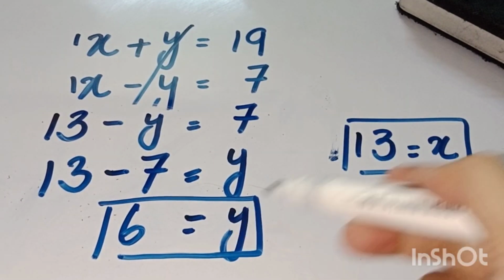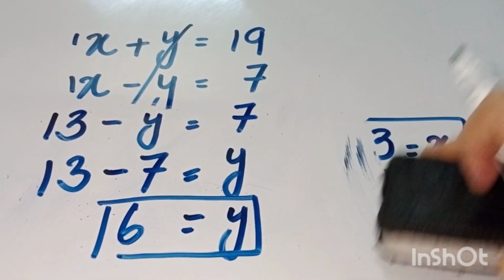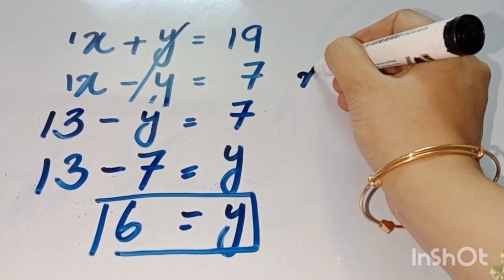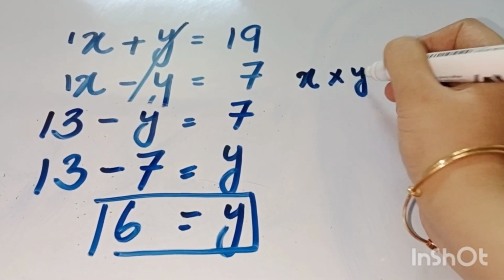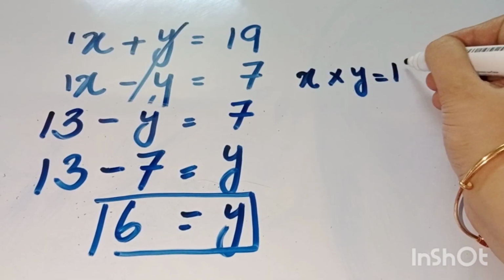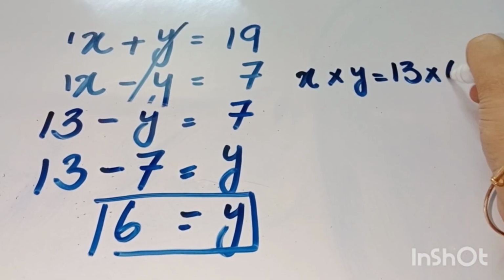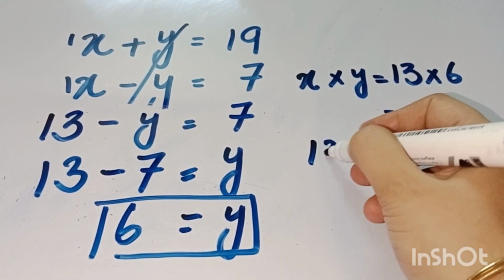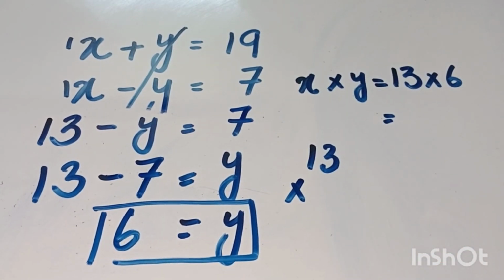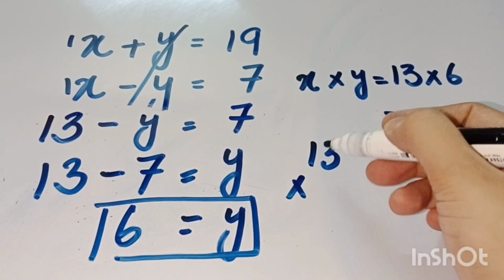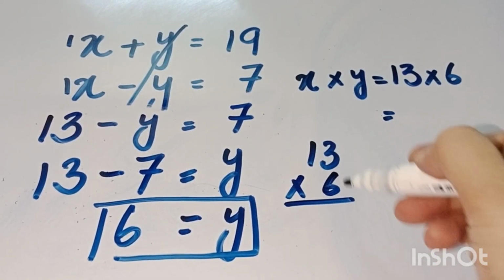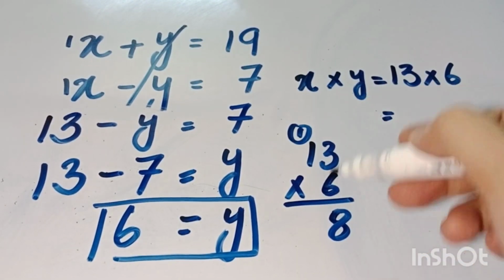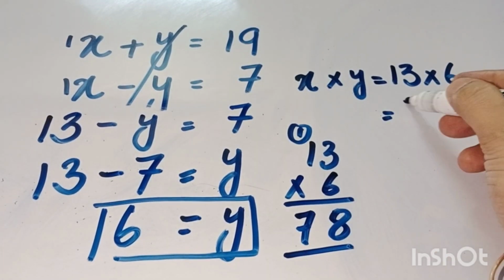Now substitute both values in our required equation, which is x multiply y. Let's check. I am solving here in front of you. X multiply y is equal to 13 multiply 6. So what would be the answer? Simply I will multiply in front of you. If you don't remember the tables, you can multiply these two numbers. 13 by 6. 6 times 3 equals 18. 1 carry. 6 times 1 is 6. 6 plus 1 is 7. So the answer of this very interesting math puzzle here is 78.